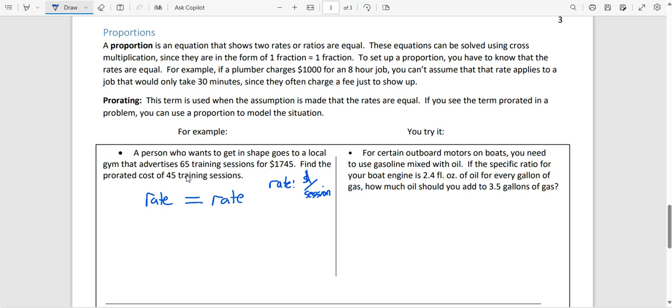If we did dollars per session, then we have the ad rate, that would be $1,745 per 65 sessions equals, and then the unknown rate, let's call it X, for 45 sessions.